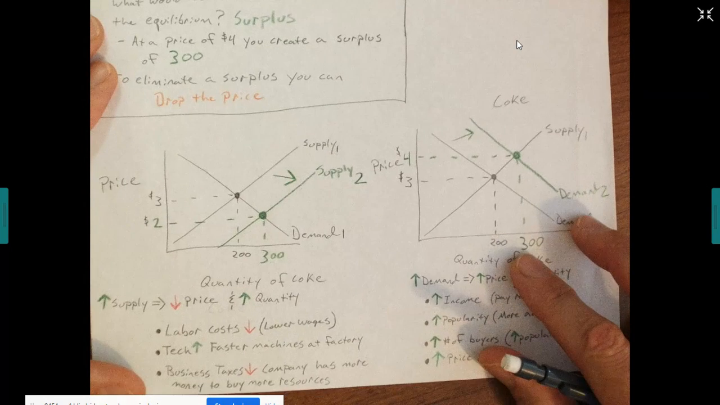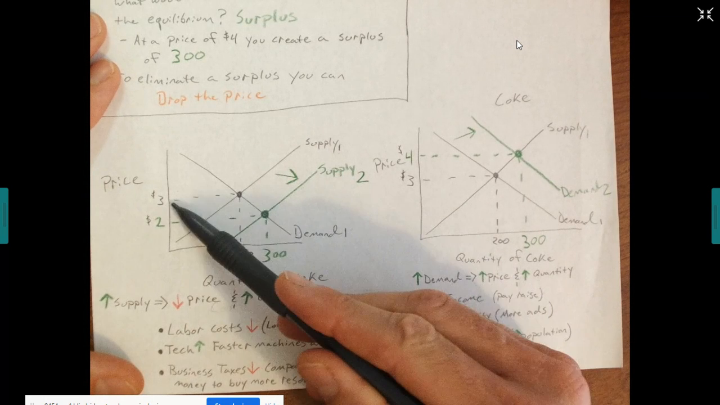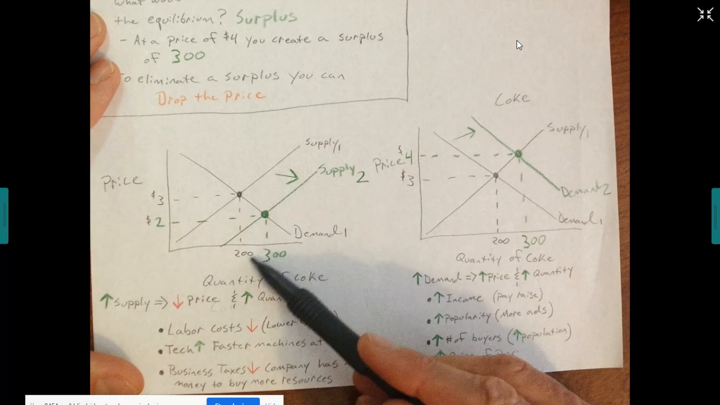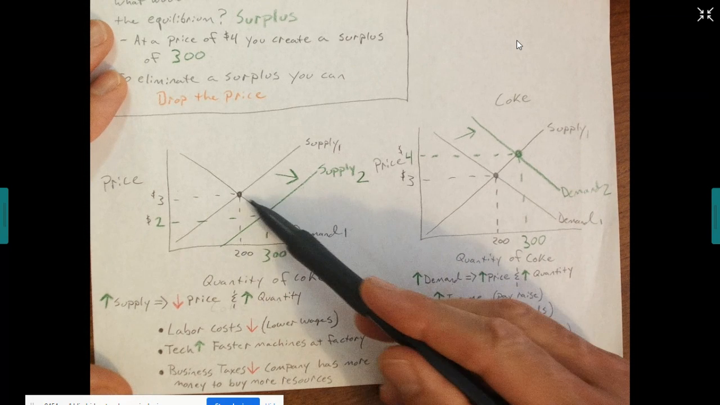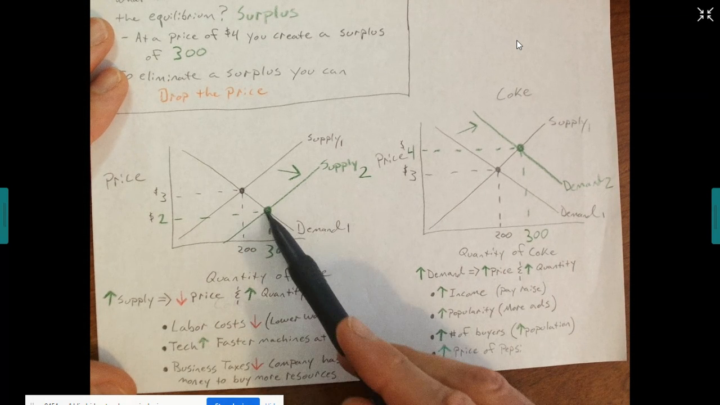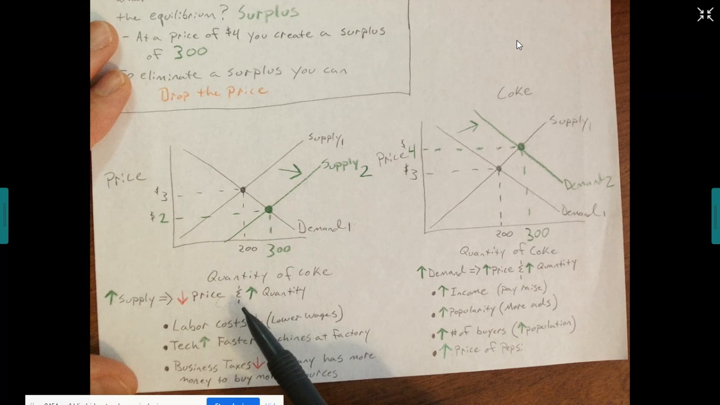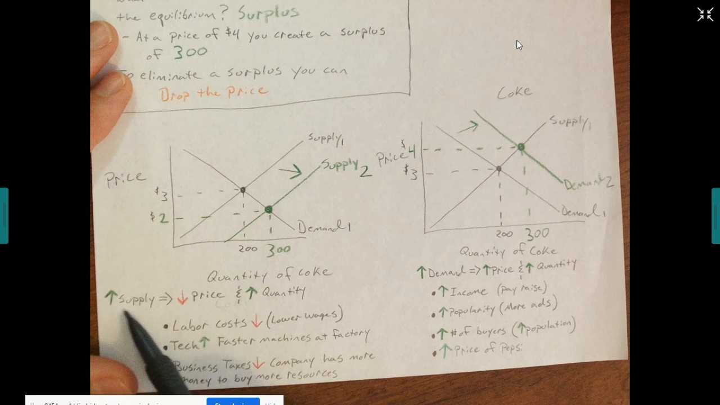We said before that supply and demand have the ability to shift. If we have this equilibrium of $3 with a quantity of 200, and there is a change, maybe a change in supply that would cause supply to increase because there is a decrease in the cost of production. Maybe labor costs went down, or there's technology that increased factory production, or business taxes dropped. Any of these things would cause supply to increase.